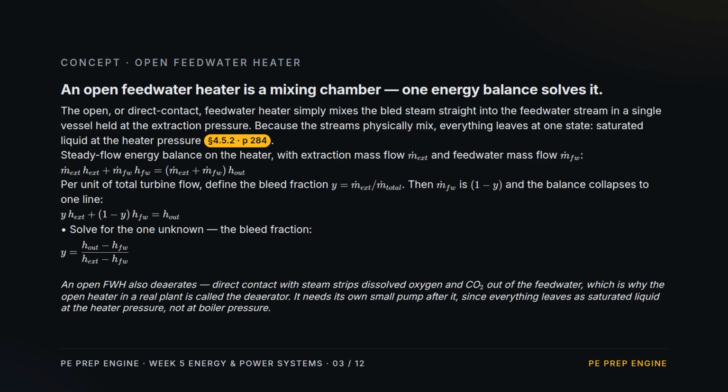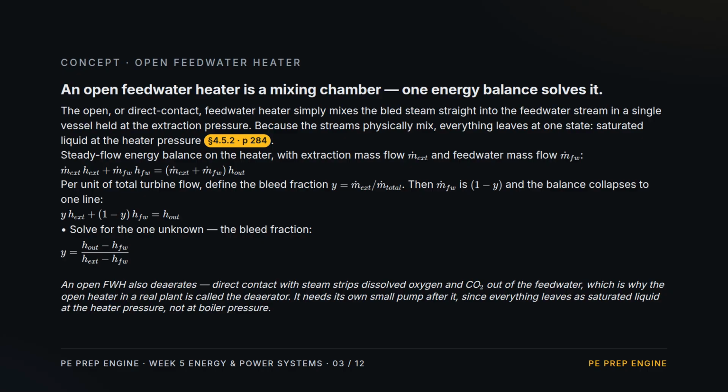The open or direct contact feedwater heater is just a mixing chamber held at the extraction pressure. The bled steam mixes straight into the feedwater, so everything leaves at one state, saturated liquid at the heater pressure. Write a steady flow energy balance. Extraction flow times its enthalpy plus feedwater flow times its enthalpy equals the combined flow times the outlet enthalpy.